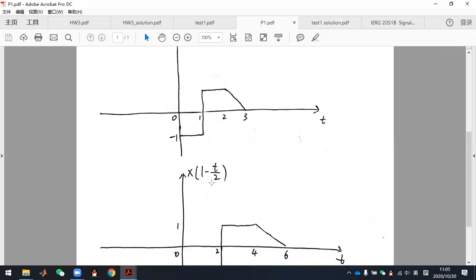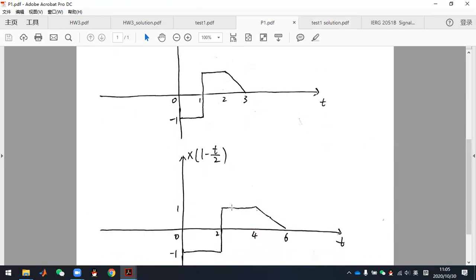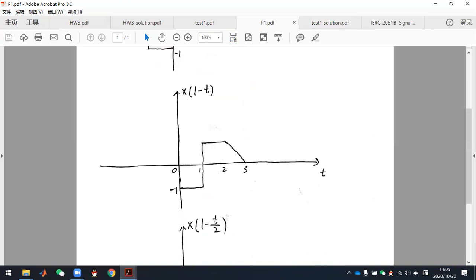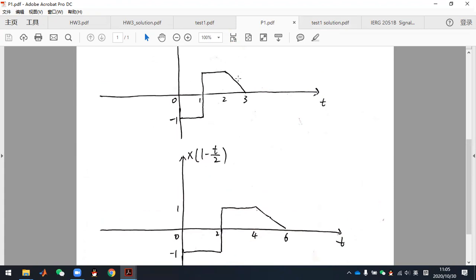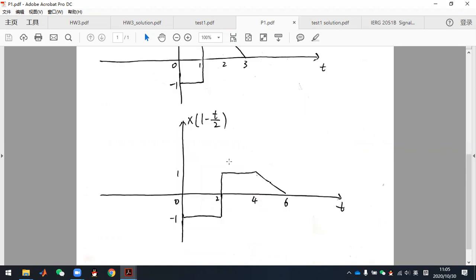Here a 1/2 in front of the t means that we need to stretch the signal by a factor of two. The original signal is from 0 to 3. The new signal is from 0 to 6. So this is the final result.